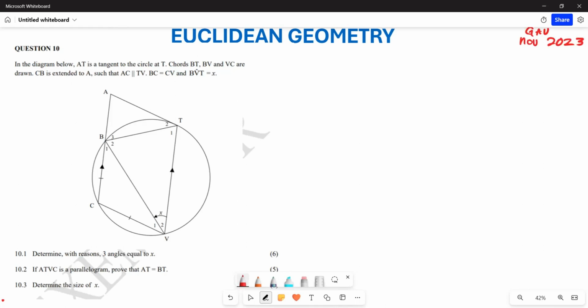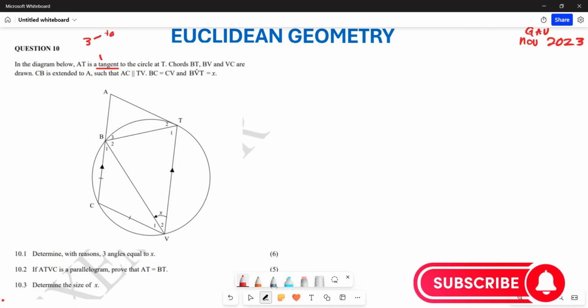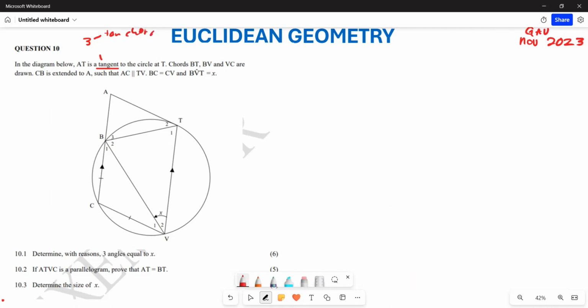Usually what I want you to do is that as soon as you see the word tangent, you must be thinking about the three theorems that are associated with tangent. Which is going to be your tan chord theorem, your tangent perpendicular to radius, and also tangents from the same point, because you have three rules associated with your tangent altogether.